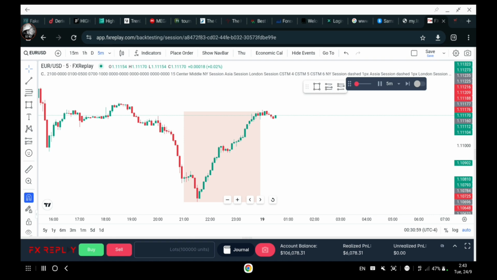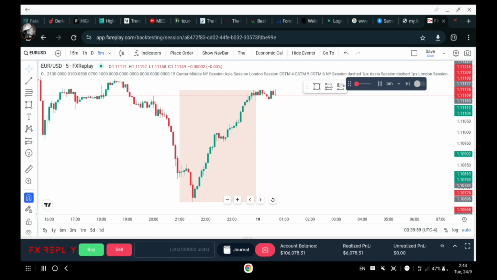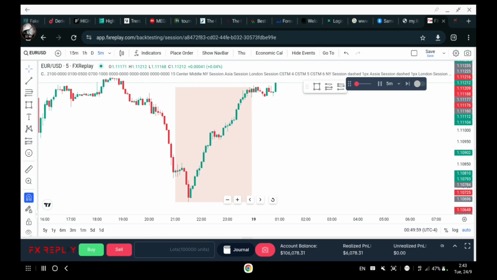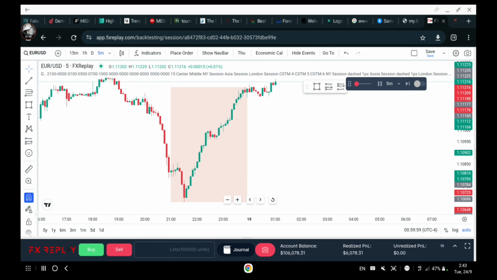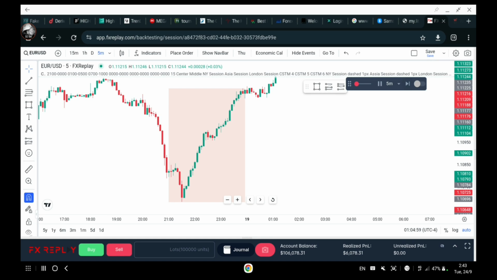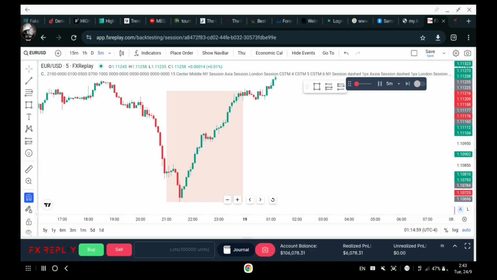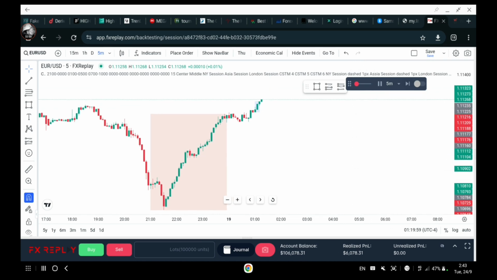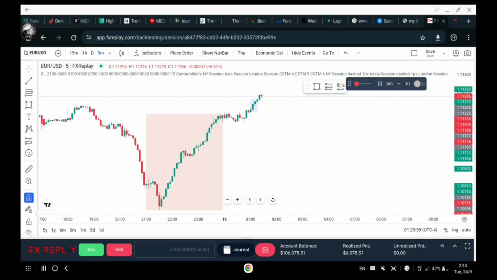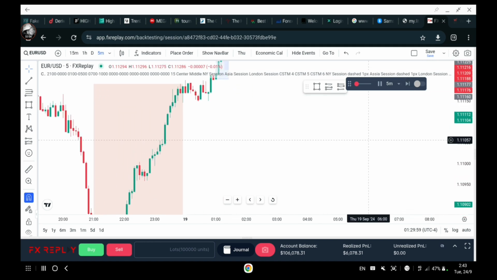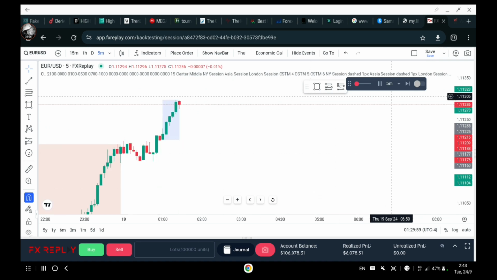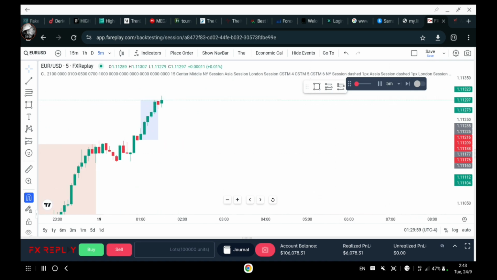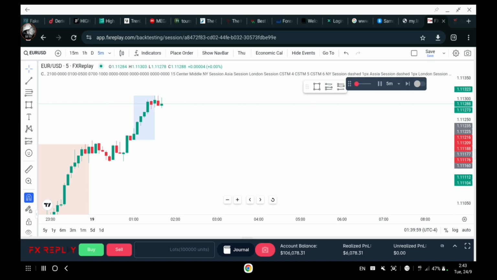Okay, so we just swept the high. As you can see, this strategy can have winning streaks and losing streaks. So you just have to practice proper risk management and you'll be good. You can clearly see that we swept the highs, meaning we are looking for sell setups. So let's see what current market structure has in store for us.